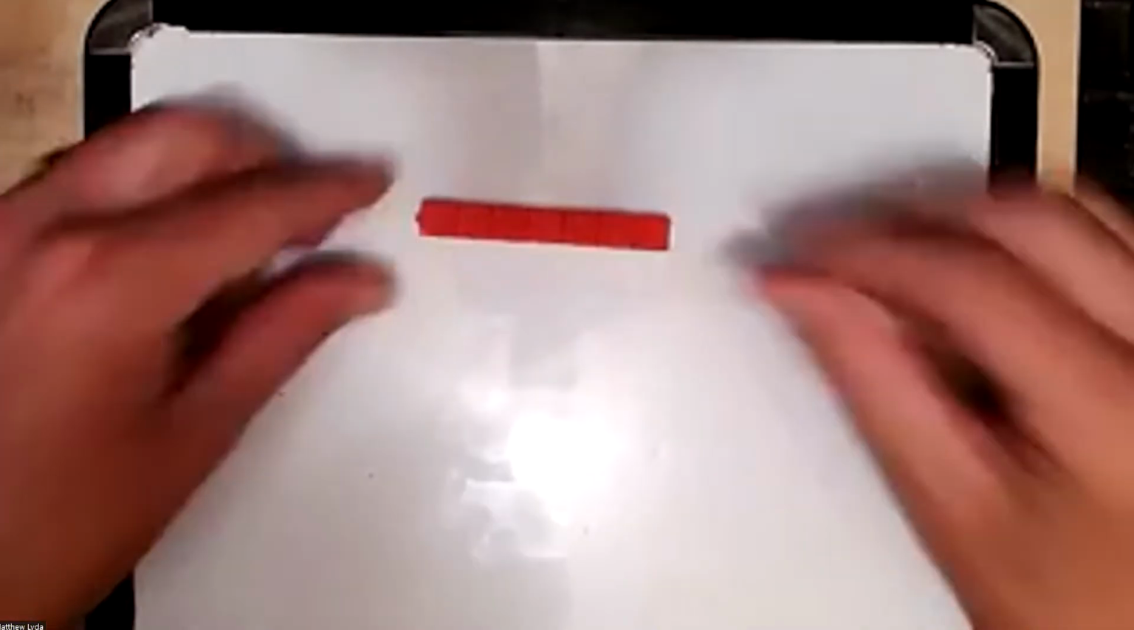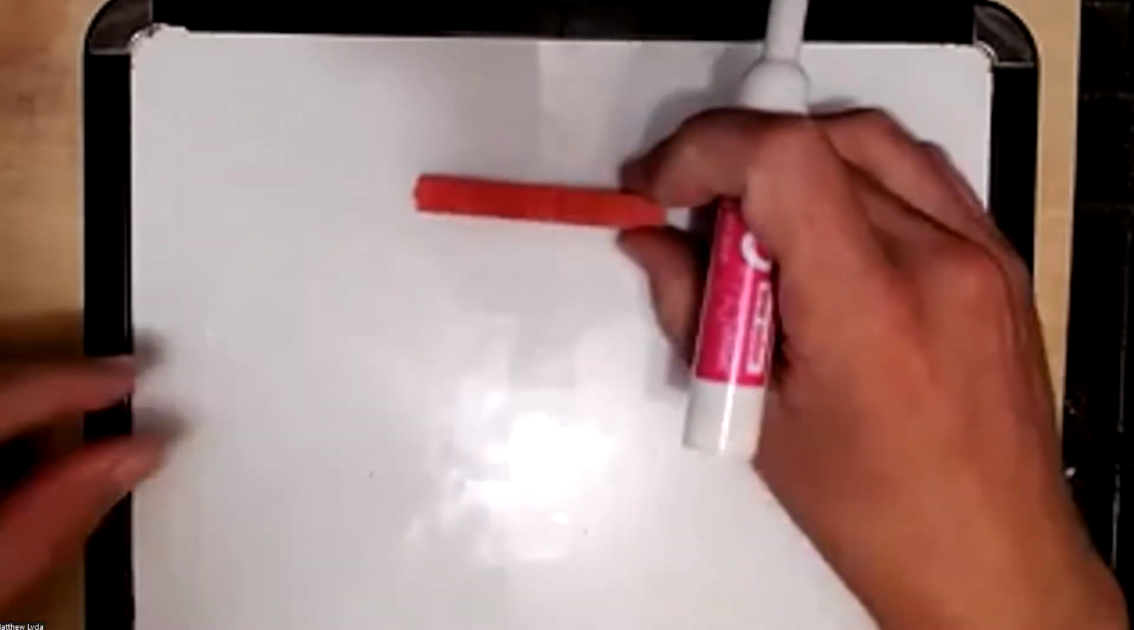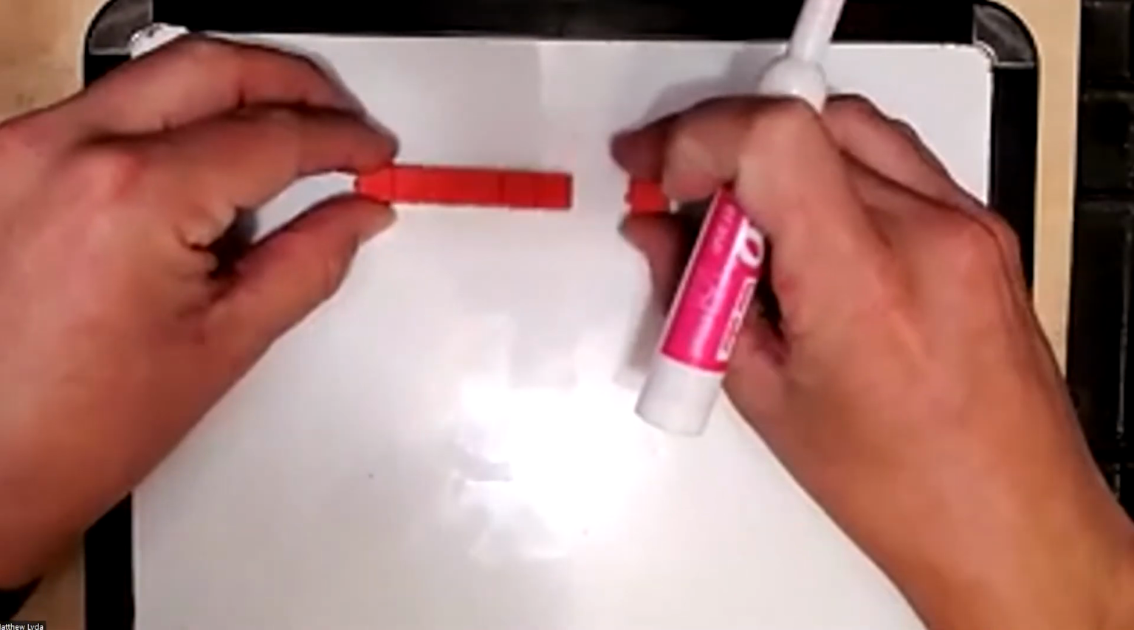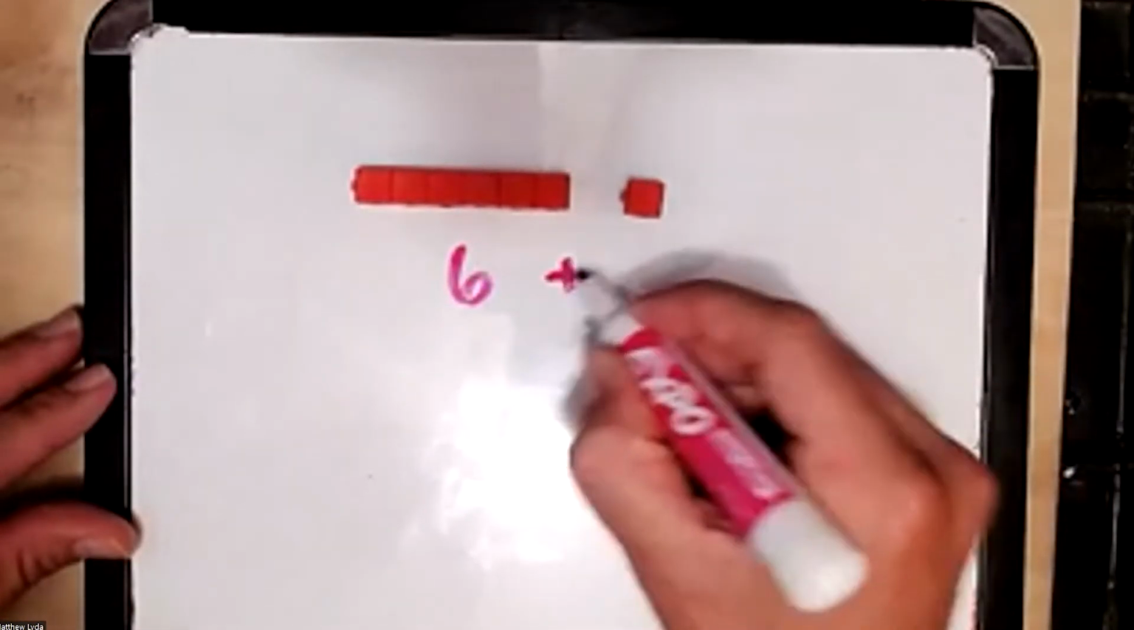Yeah. And then here's a 7. All right, so this is decomposing numbers. We can show all the ways we can make a 7, and we can build this together. So a 7 can be made out of a 6 plus 1.